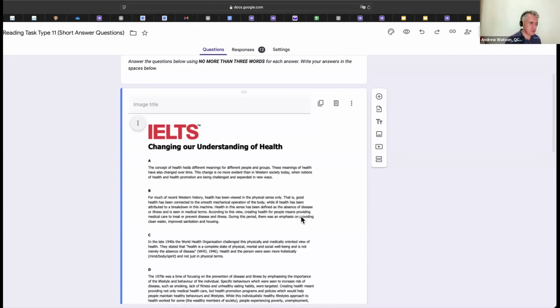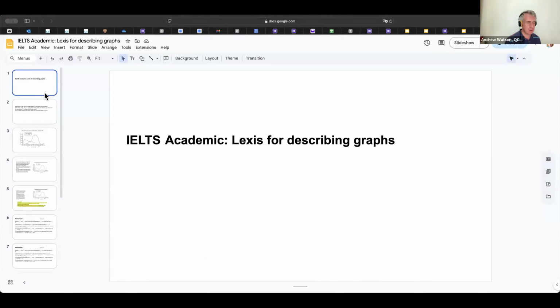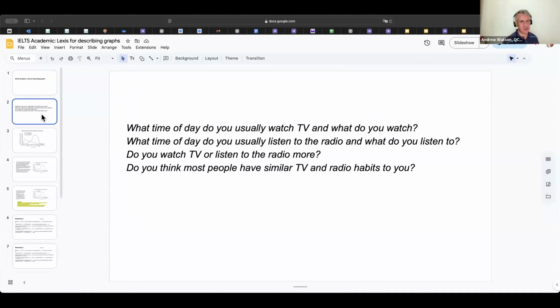So the idea here is that we'll be helping students to use a wide range of suitable lexis for describing graphs. So I'd like you to, not too much time for this. We can answer these open class.